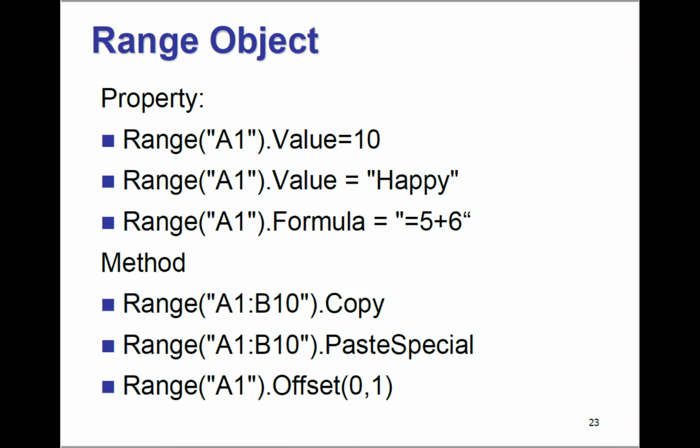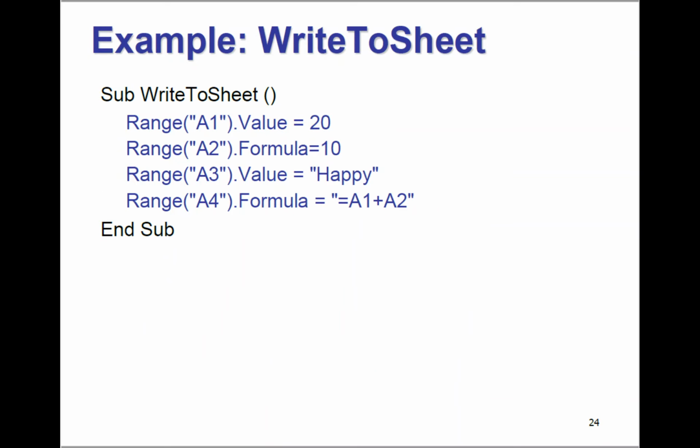The value can be equal to 10, a number, or equal to double quotation "happy", which will be a text value, or you can make it formula equal to the formula you write here. So remember the formula has an equal sign, otherwise we consider it text. And method you can do is copy, paste special, or offset. So let's write something.